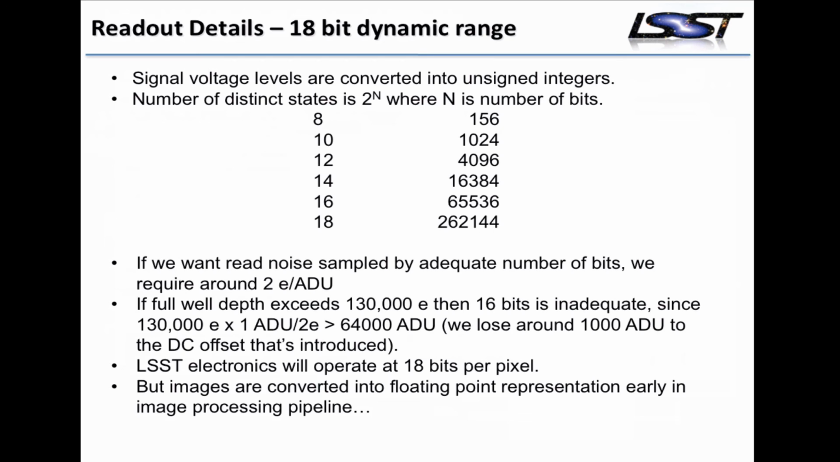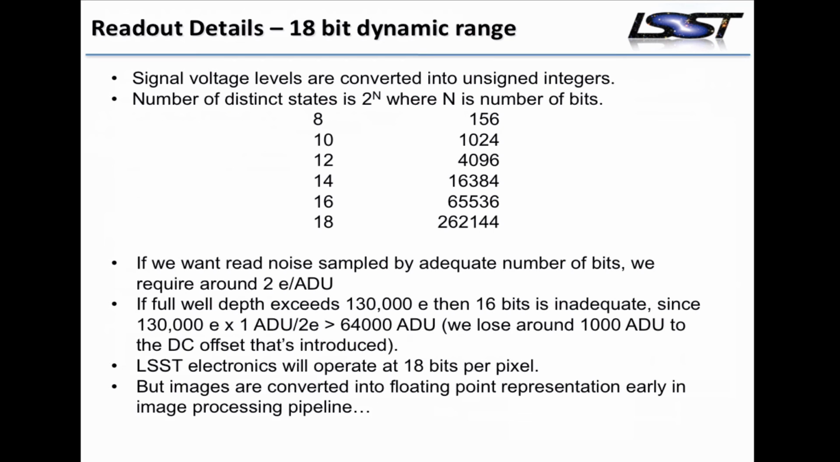It turns out that we actually run the LSST electronics at 18 bits per pixel. If you want a high resolution representation of the information, the number of distinct states you get is 2 to the n, where n is the number of bits. If I ran an 8-bit system, I actually get 256, not 156 states. That's a typo.